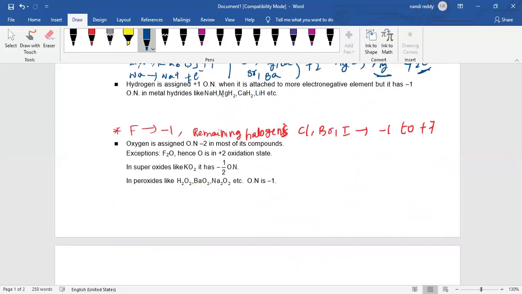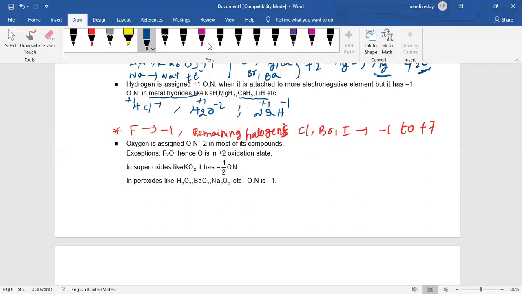And next point, hydrogen is generally +1 oxidation state. In some cases it can show -1, and those cases we call metal hydrides. Generally +1 oxidation state, for example, HCl, hydrogen is +1, Cl is -1. Even H2O, hydrogen is +1, oxygen is -2. Like that, generally +1. When they combine with metals, as in metal hydrides, for example NaH, hydrogen is -1, Na +1.